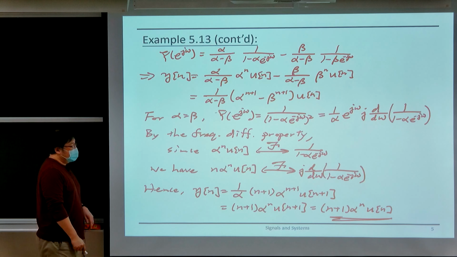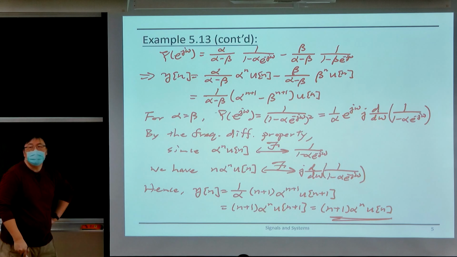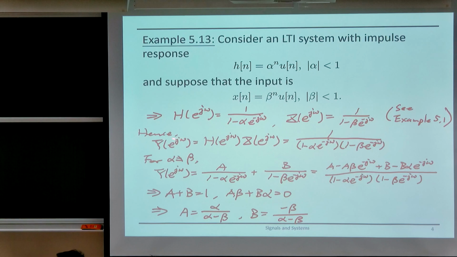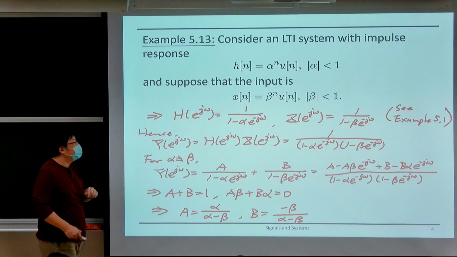The reason we can write it like this is because originally this thing is multiplied by something that is non-zero only starting from n equal to minus 1. But when n is minus 1, this first term is actually 0 anyway, so it doesn't really matter. We can still start from 0. So this problem is very much the same as what we did in continuous time. It's just that we're dealing with this e to the minus j omega here instead.